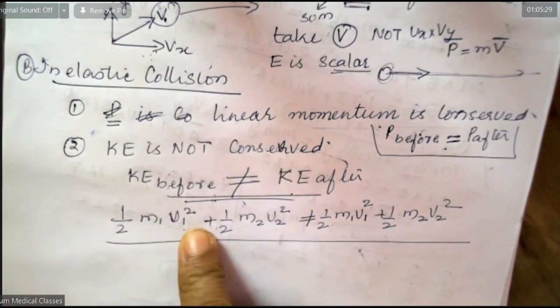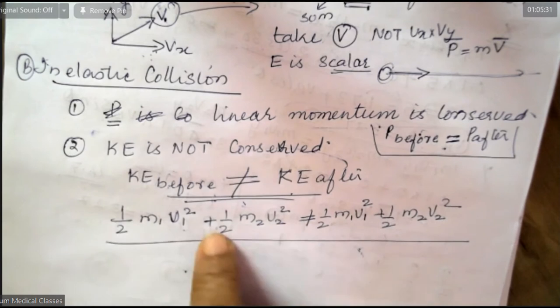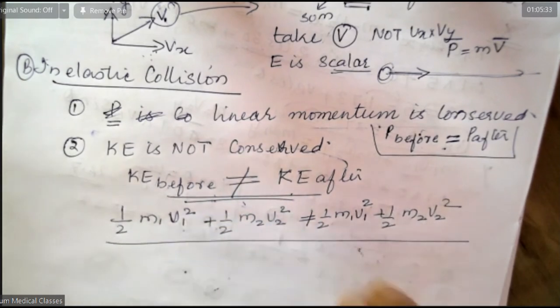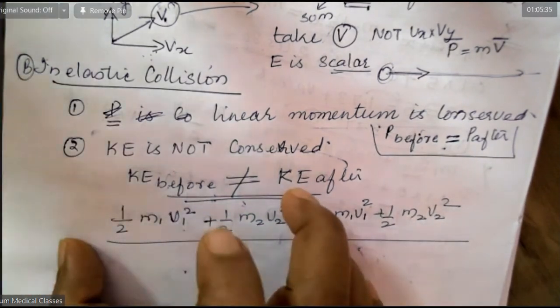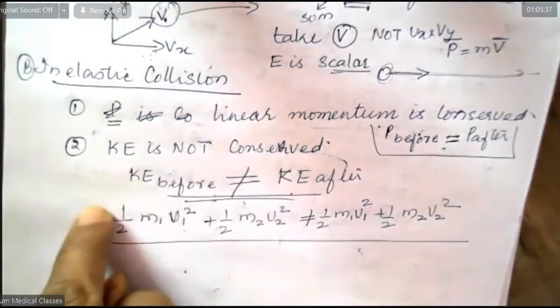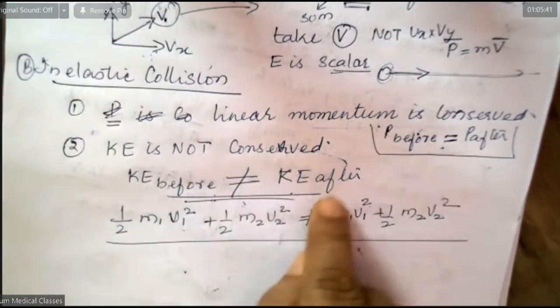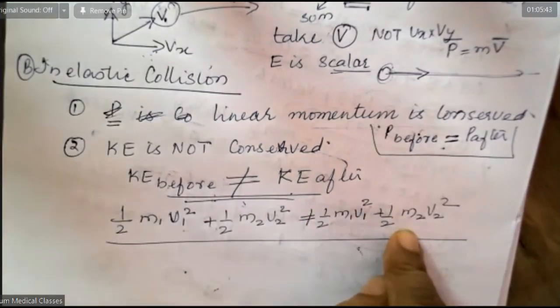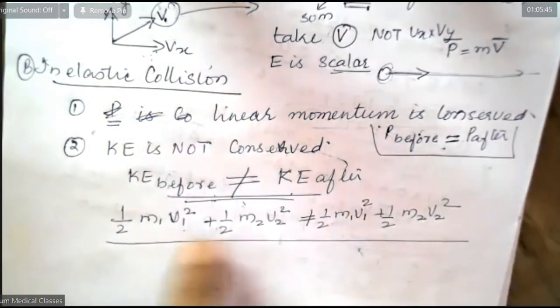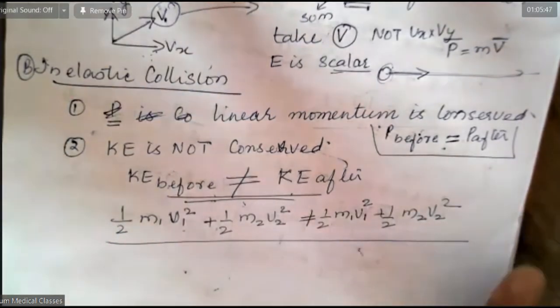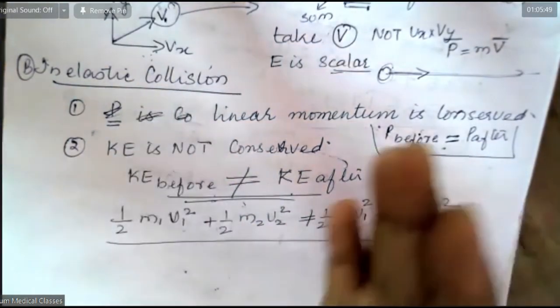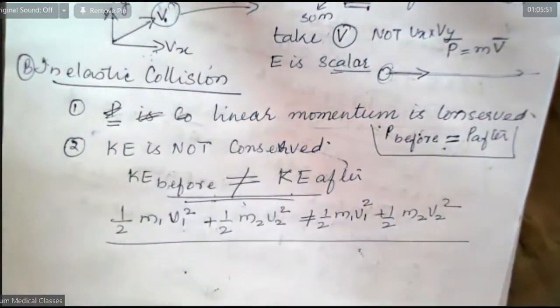For this, here they are not equal. Now what they may ask you is whether it is elastic or inelastic. You calculate the total kinetic energy before, and the total kinetic energy after. If they are not equal, you say inelastic. If they are equal, you say elastic.